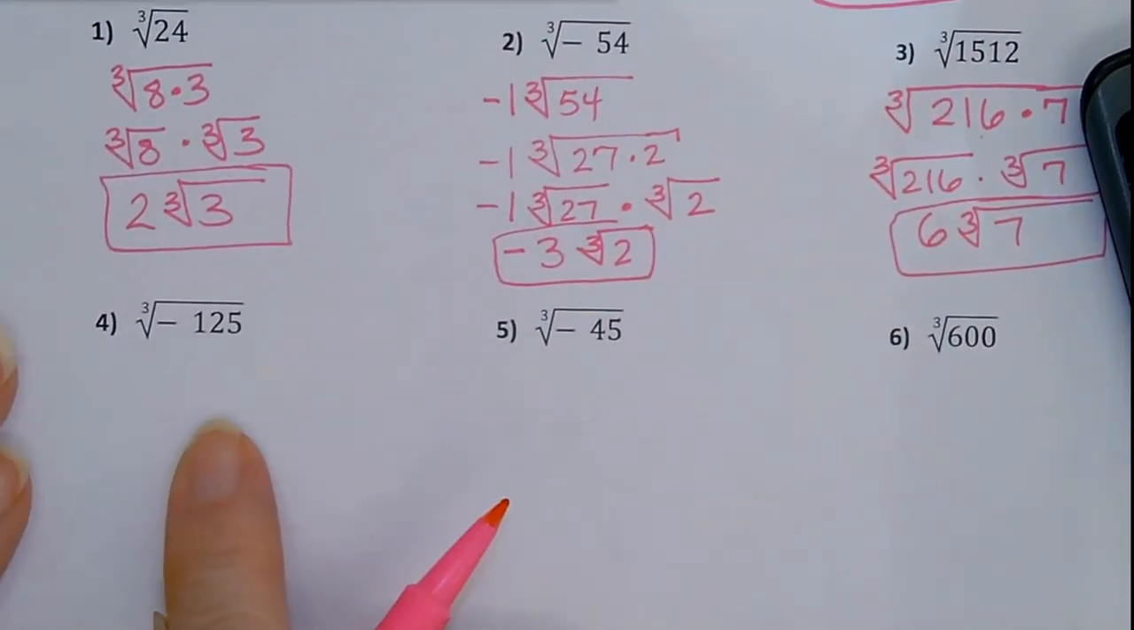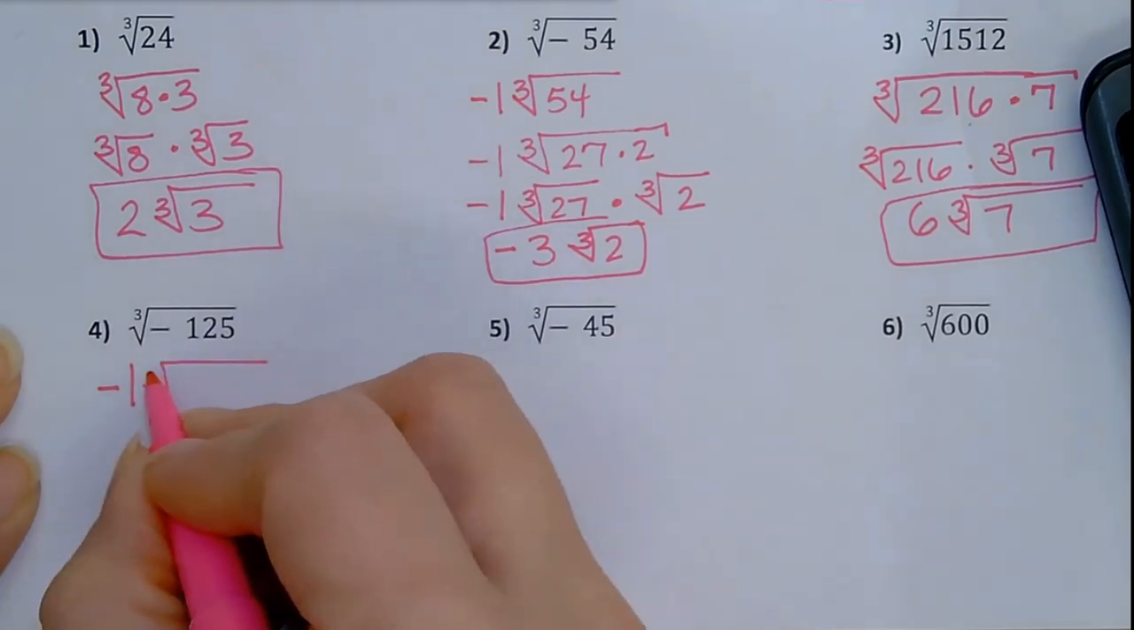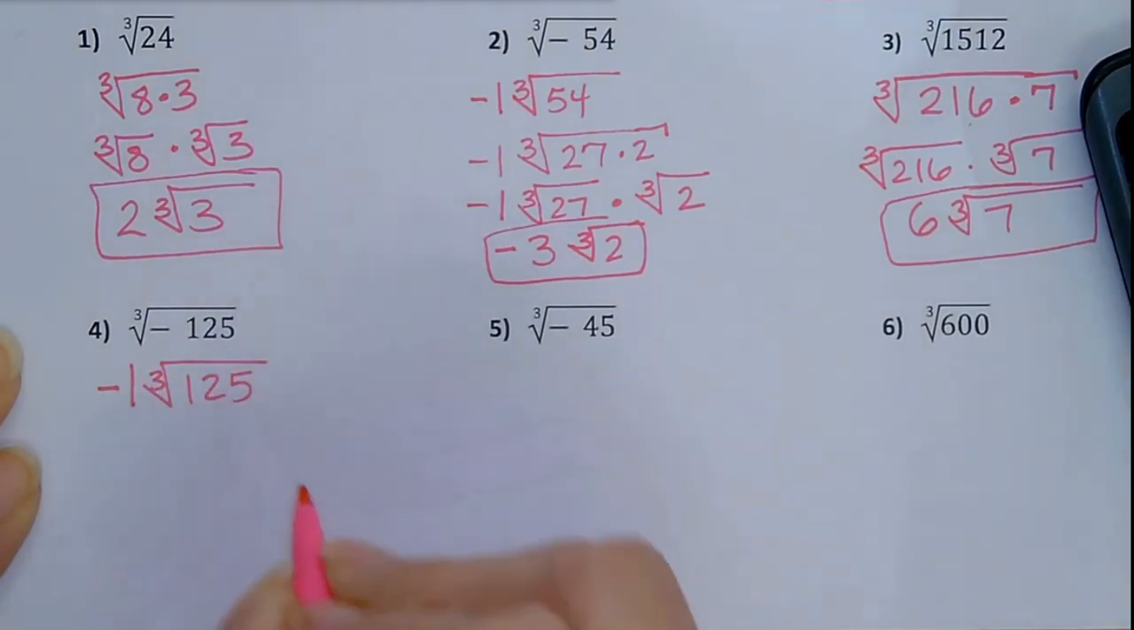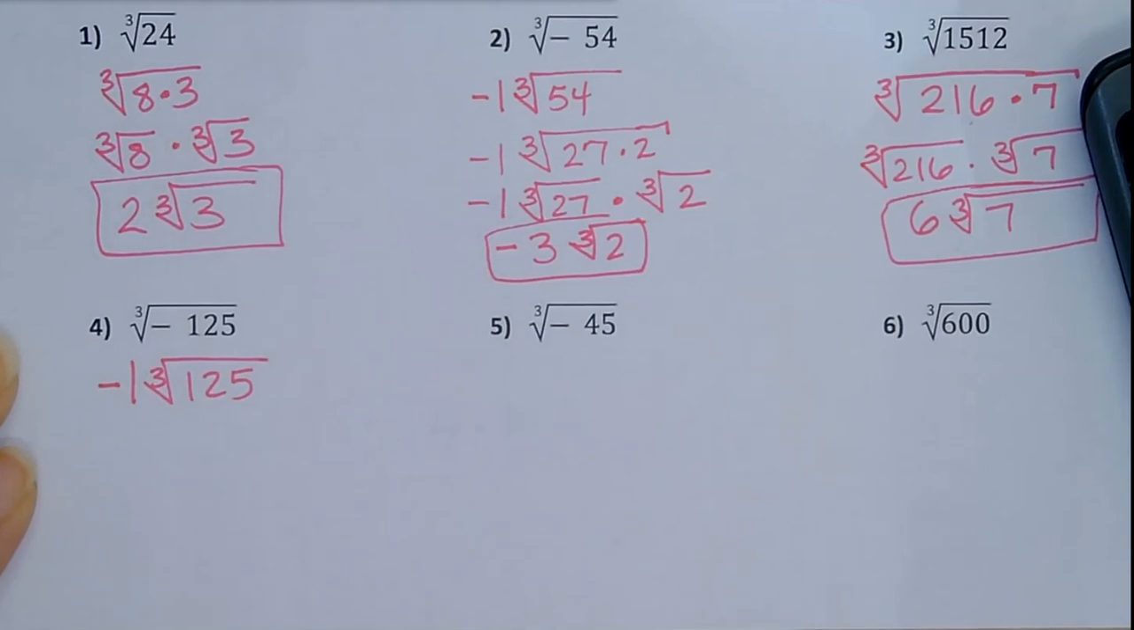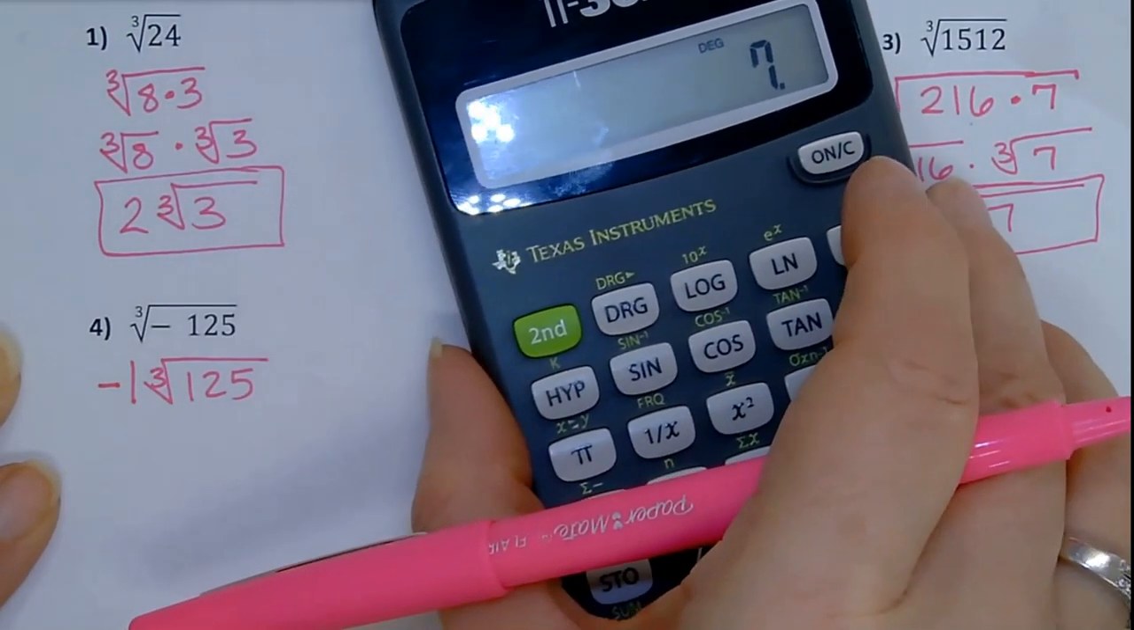I got a negative, so I'm going to pull that negative out. I have -1 times the cube root of 125. 125 is actually a perfect cube. Now that I'm thinking about that, I probably didn't even need to take the -1 out. Here's why. And if you ever suspect you might have a perfect cube, put it in.